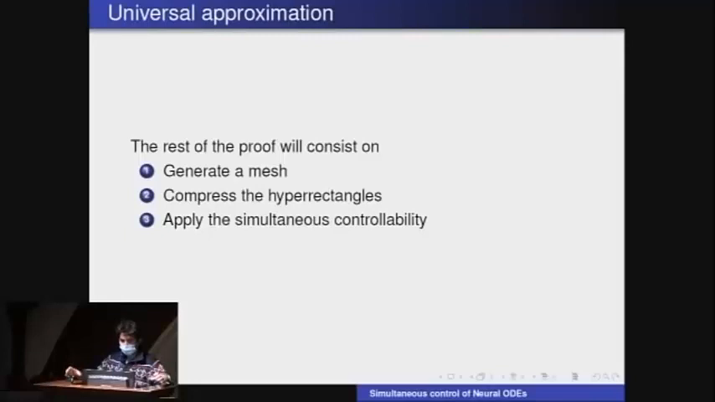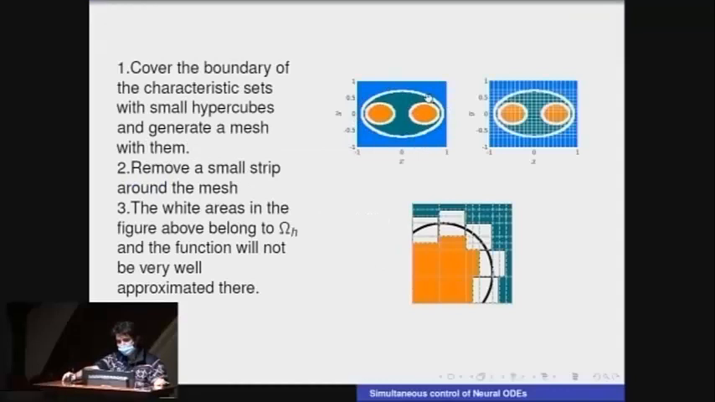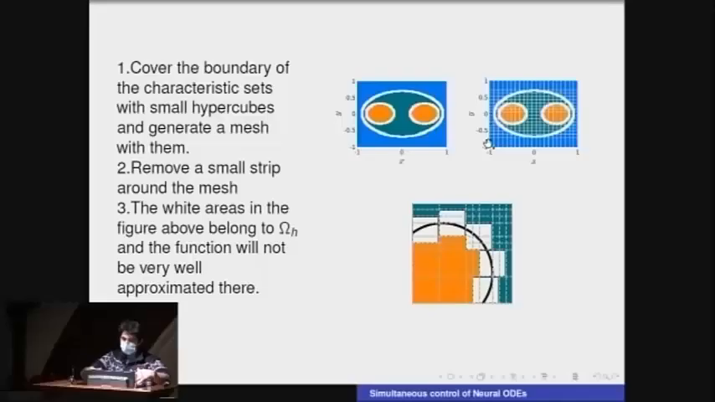So basically it's going from a continuous ensemble and applying the discrete simultaneous control I explained first. What we do is we cover the domain, the boundaries of these characteristic functions, and we generate a mesh out of this cover. Now these hyperrectangles will use the flow that makes the hyperplanes attractive and move them so as to compress these points into a finite collection of points, and then to control them simultaneously to their corresponding targets.